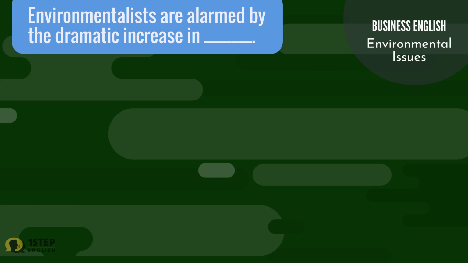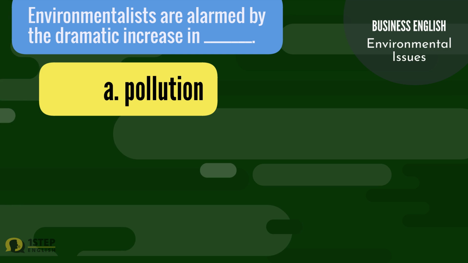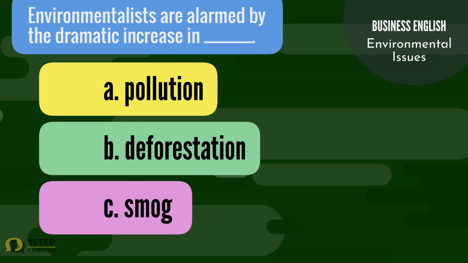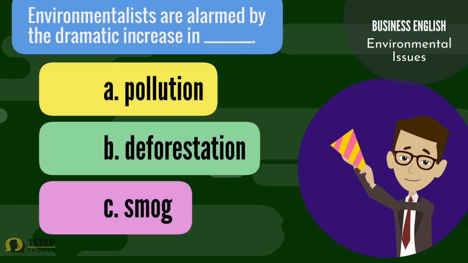Environmentalists are alarmed by the dramatic increase in Letter A. Pollution. Letter B. Deforestation. Letter C. Smog. The correct answer is Letter A. Pollution. Environmentalists are alarmed by the dramatic increase in pollution.